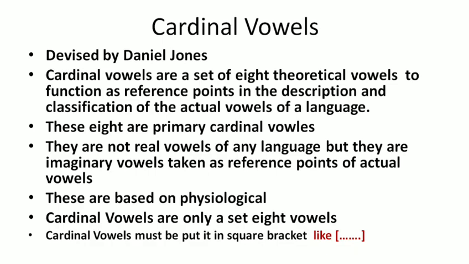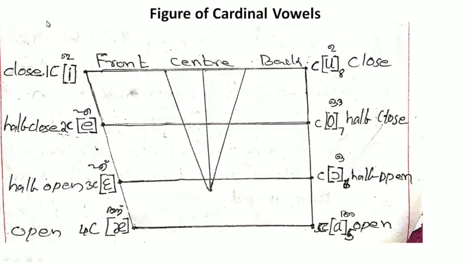And this is the diagram of cardinal vowels in English. You can see here, in this closed position, in this front part, this is the front part of the tongue, where we have 4 cardinal vowels, 1, 2, 3, 4. And this is the back of the tongue. In this back side there are also 4 cardinal vowels, 5, 6, 7, 8.